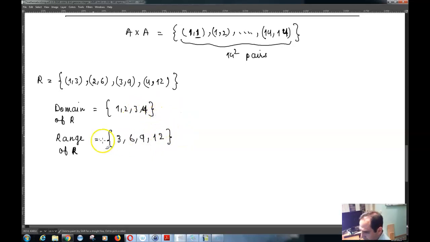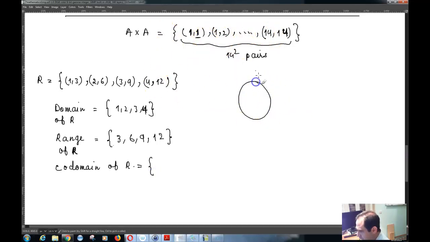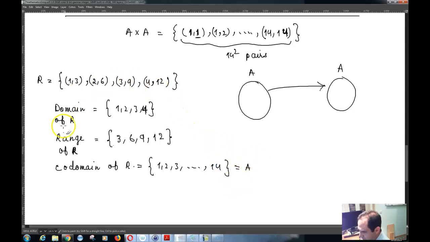But then to find the codomain of R, you know that R is a relation from A to A. So the codomain of this relation is going to be the set A, which is basically 1, 2, 3, and all the way up to 14. So that is basically how you would solve this problem.